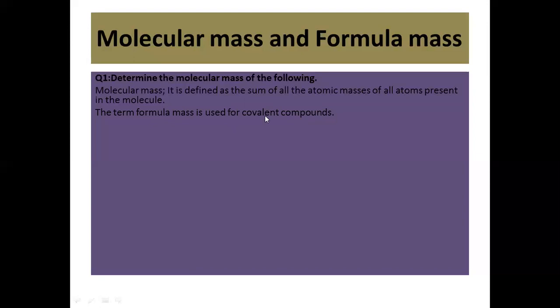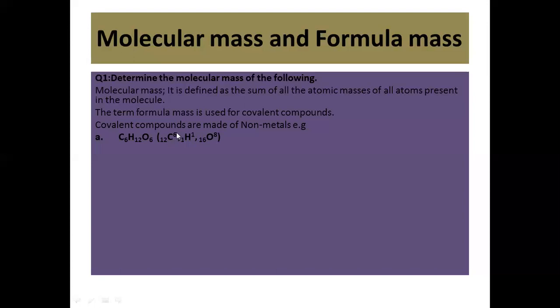What are covalent compounds? Covalent compounds are the compounds which are made up of non-metals. For example, C6H12O6 is the formula of glucose. Carbon, hydrogen, and oxygen, all these three elements are non-metals. That's why this compound is covalent in nature.